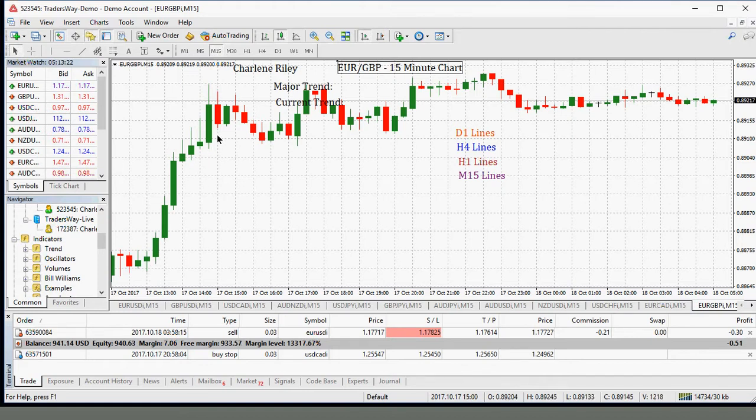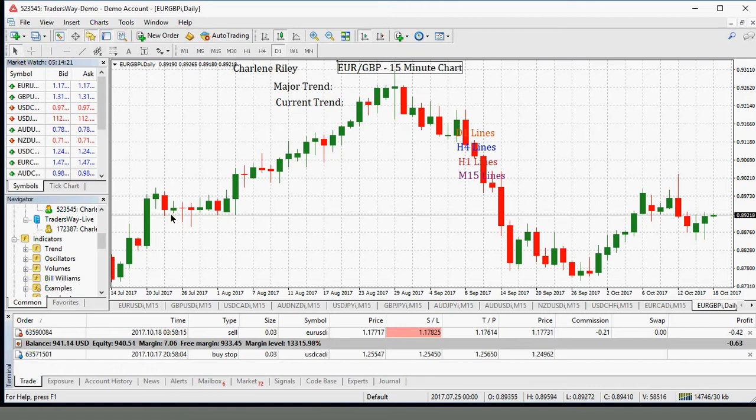You had a nice uptrend over here, a series of higher highs, one candlestick after another. So we know that even though you had this big uptrend, overall the market has been in consolidation. So the major trend on the 15-minute chart is consolidation, and the current trend, the last 8 candlesticks, is also consolidation. But let's go to the multi-frame analysis.